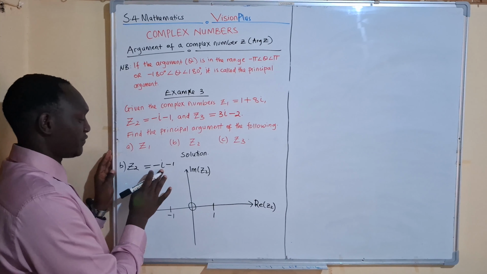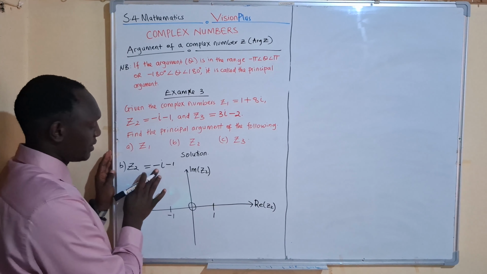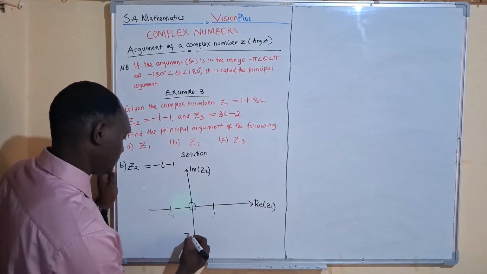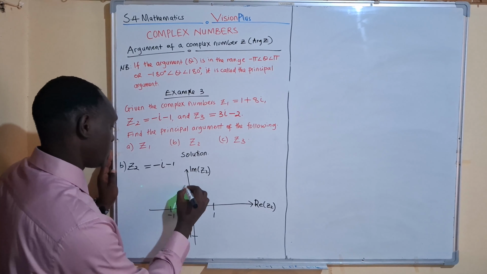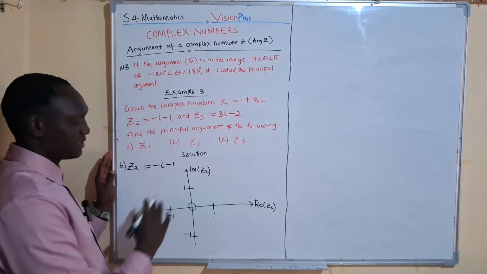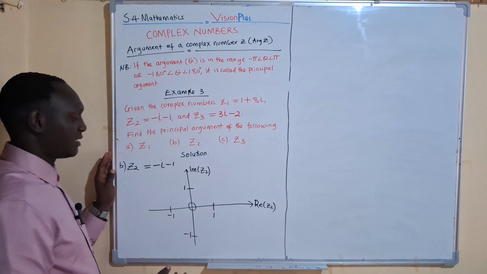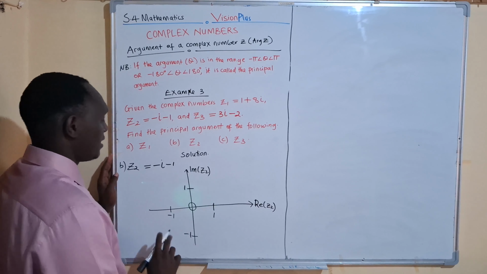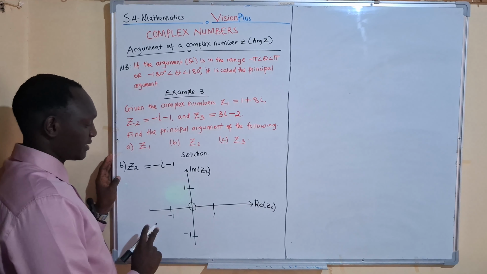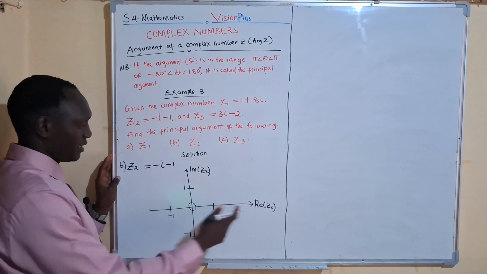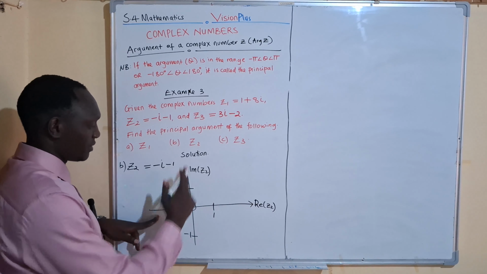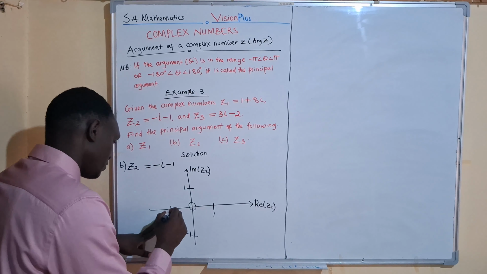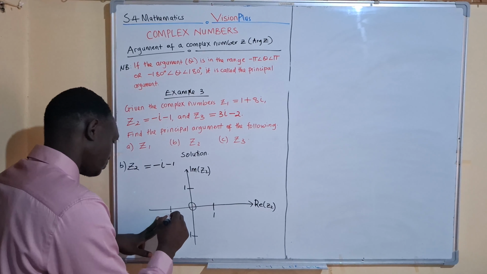What is the coefficient of i here? The coefficient of i is also negative 1. That means it is approximately somewhere here. Negative 1, positive 1. Since they are all ones, they should be equidistant from the origin. But we are just estimating. Now let us draw the complex number. On the real axis, we have negative 1. On the imaginary axis, we need negative 1, which is here. So these two are going to intersect around here.